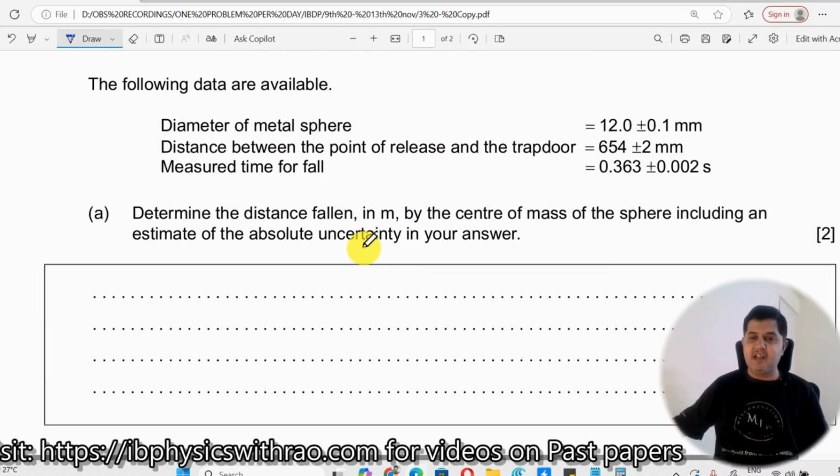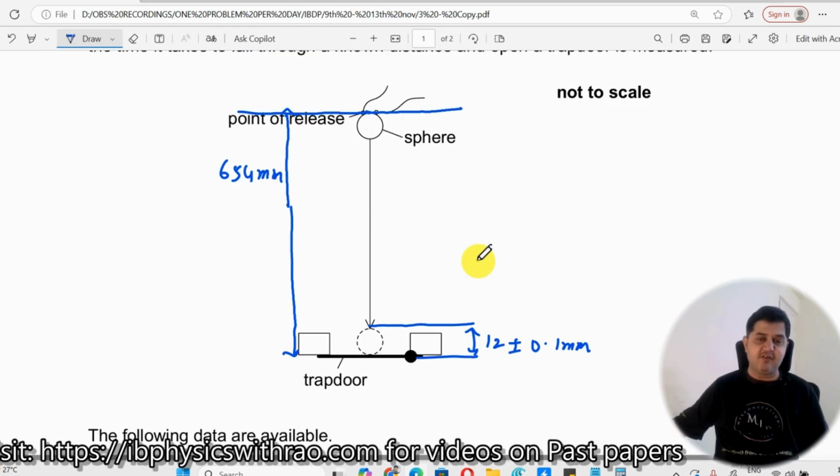Determine the distance fallen in meters by the center of mass of the sphere, including an estimate of the absolute uncertainty, for 2 marks. So he is asking you what is the distance fallen by the center of mass of the sphere. The center of mass usually will be at the center of the sphere. That's why he has given you a sphere here. So he is asking you only the distance between these two lines. So what should I do? See, this is your radius r, right?